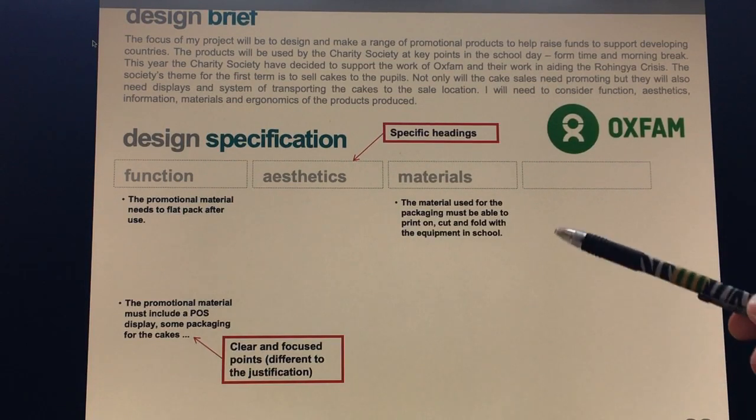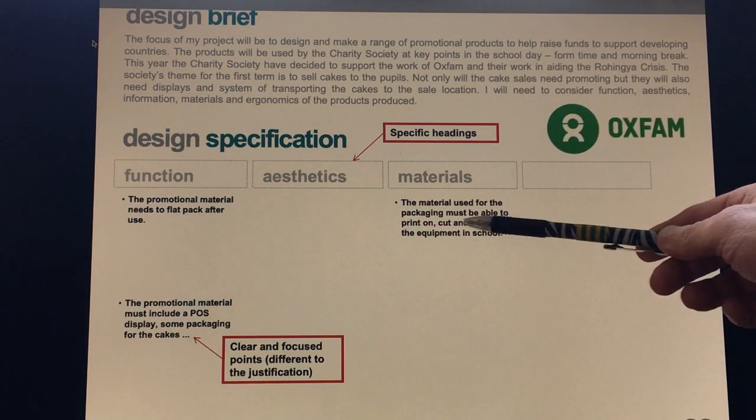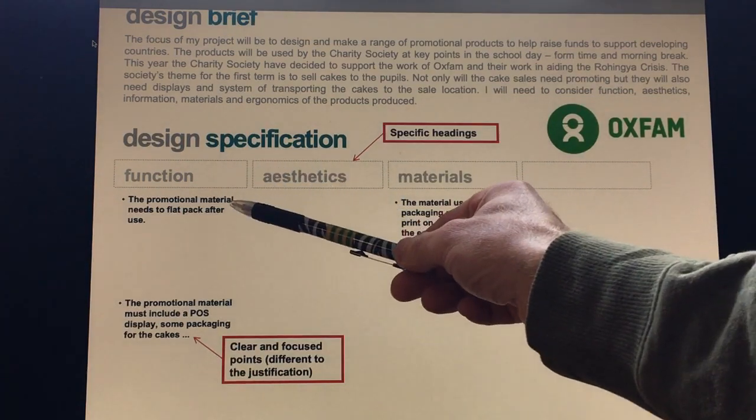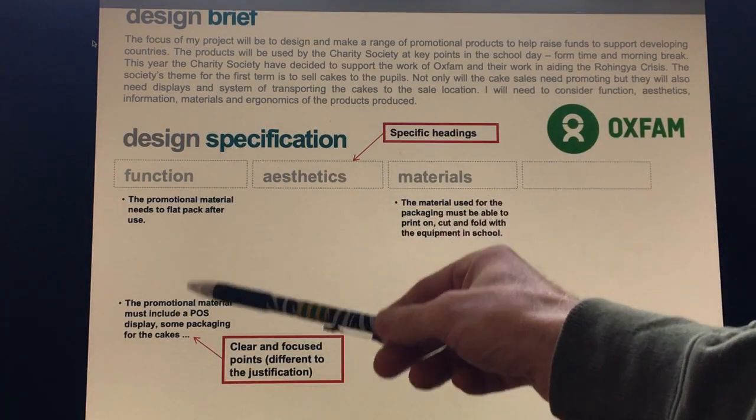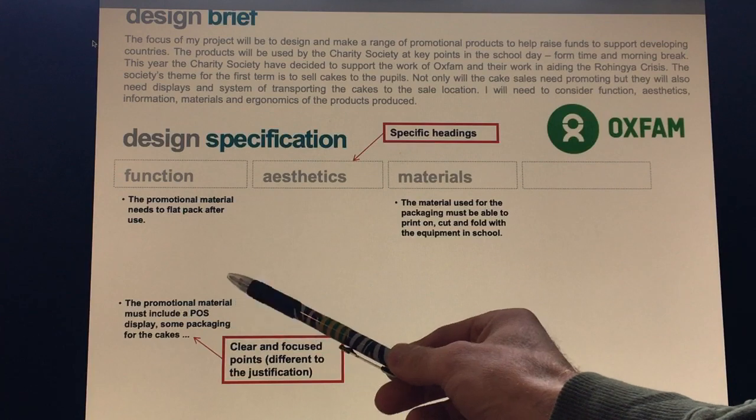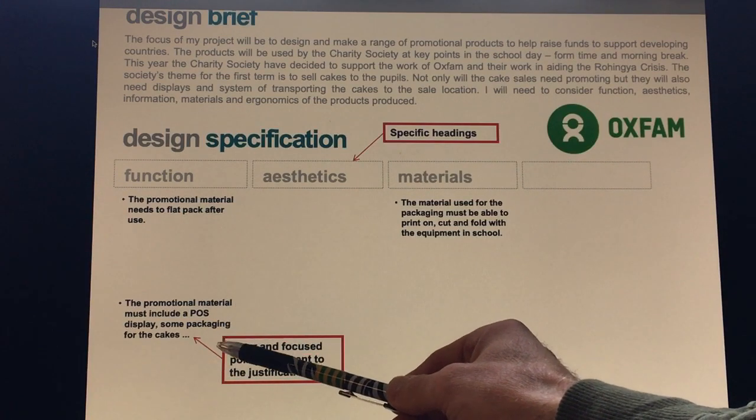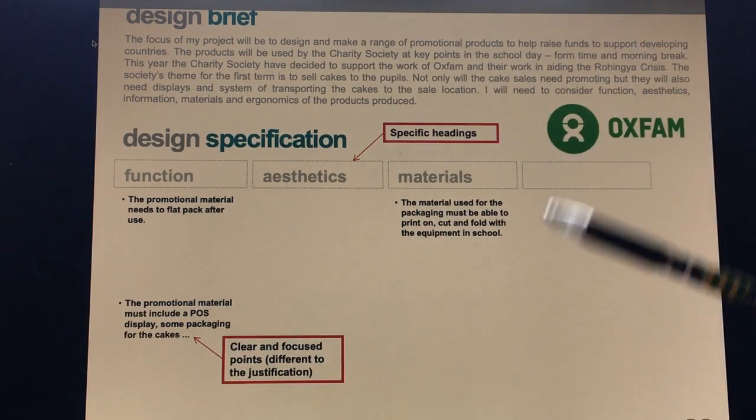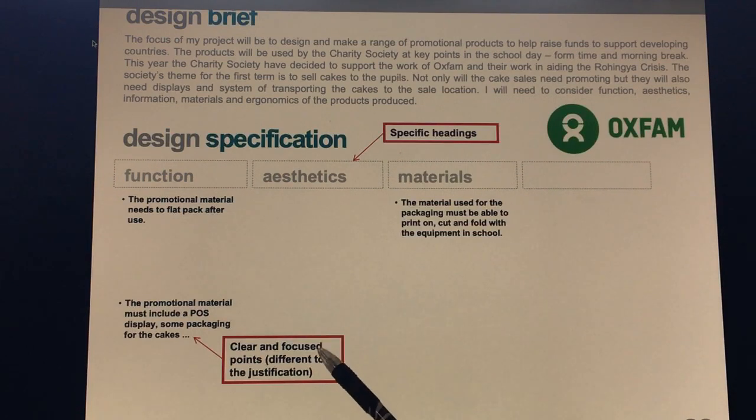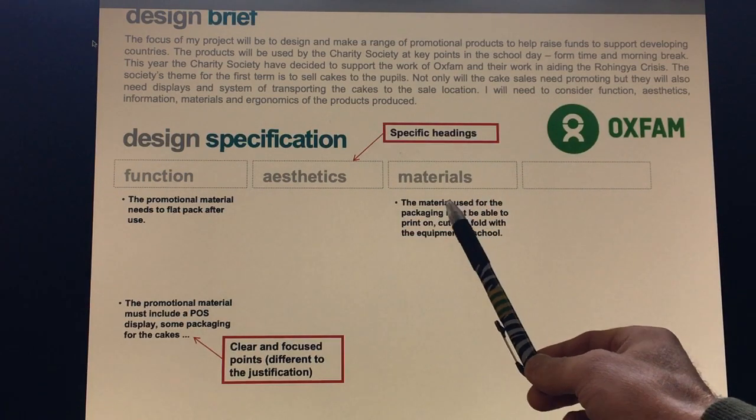Then any points that you include need to be in bullet point form. So this one, the promotional material needs to be flat pack after use. This one, the promotional material must include a point of sales display, some packaging for the cakes. Remember, we're not doing this particular brief. So we've got the bullet points in there.